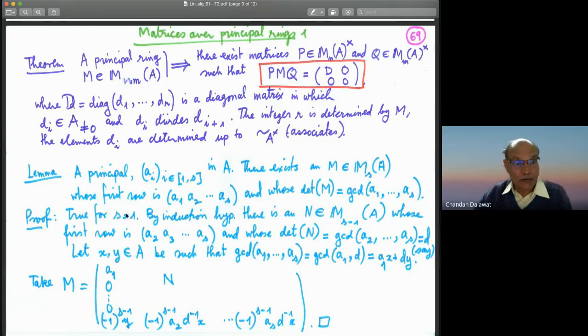What about s equal to 1? Certainly true, because you just have one element and that itself is a matrix. So let's proceed by induction. By hypothesis, there is a square matrix of size s minus 1, whose first row is a2, a3 up to as, and whose determinant is the GCD of a2 to as. I'm applying the induction hypothesis to the sequence of s minus 1 elements, a2 up to as.